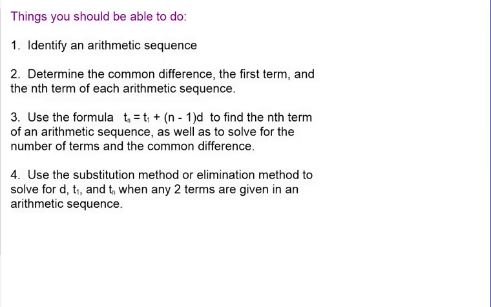All right, so things you should be able to do. You should be able to identify if something is an arithmetic sequence, determine the common difference, the first term, the nth term of every sequence. Using the formula we have, find the nth term of an arithmetic sequence, as well as solve for numbers of terms and common differences. And then you should be able to use substitution or elimination to solve for D, T1, and N when any two terms are given.